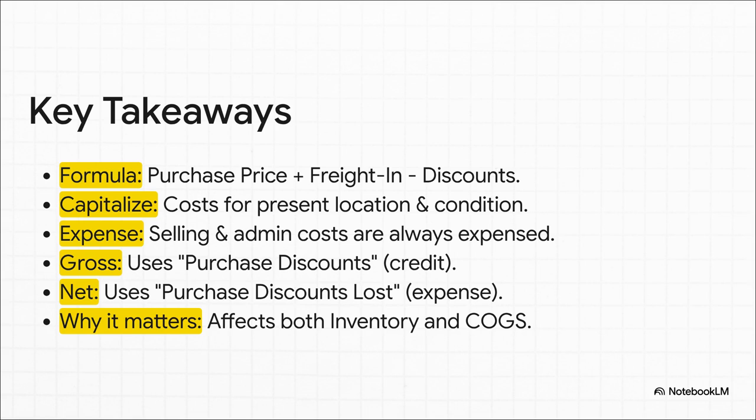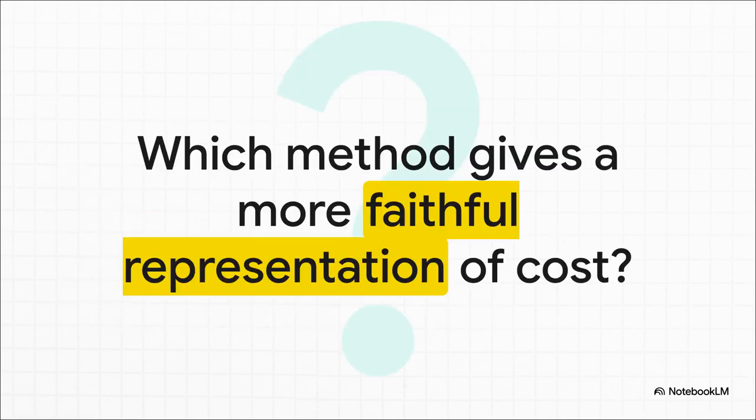3. Selling and admin costs, always an expense, never inventory. 4. Gross method uses a purchase discounts account. That's a credit. Net method uses purchase discounts lost. That's a debit expense. And finally, why does this matter? Because the method you choose changes your inventory value and your cost of goods sold. It's a big deal. So I'll leave you with this final thought.